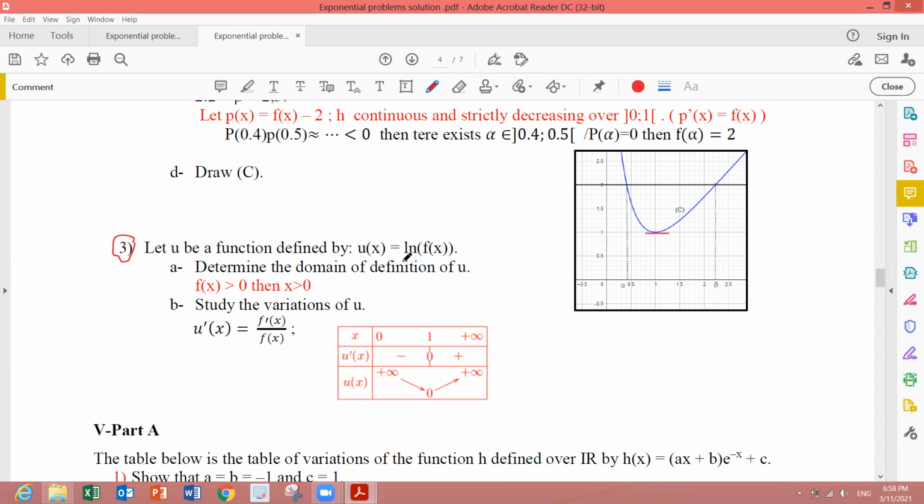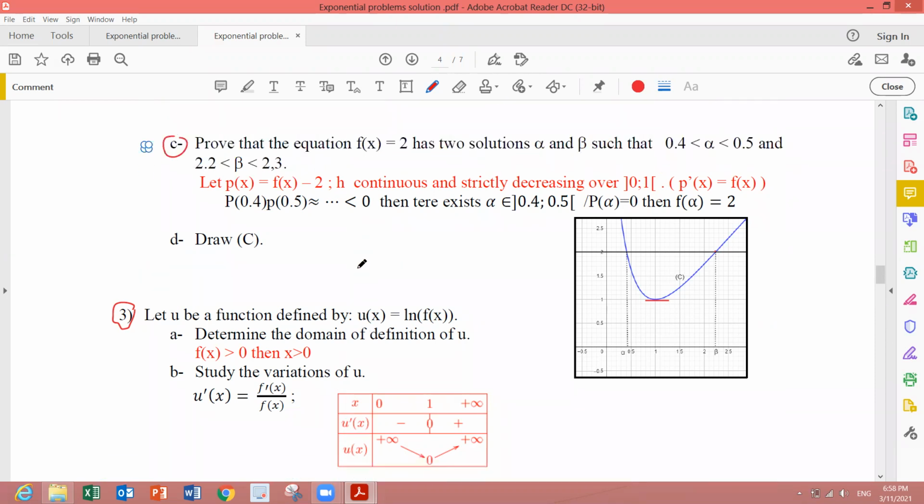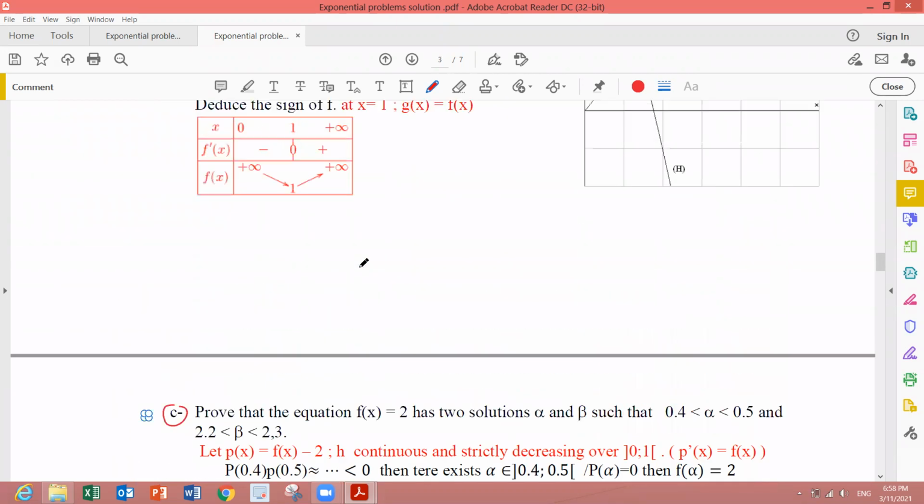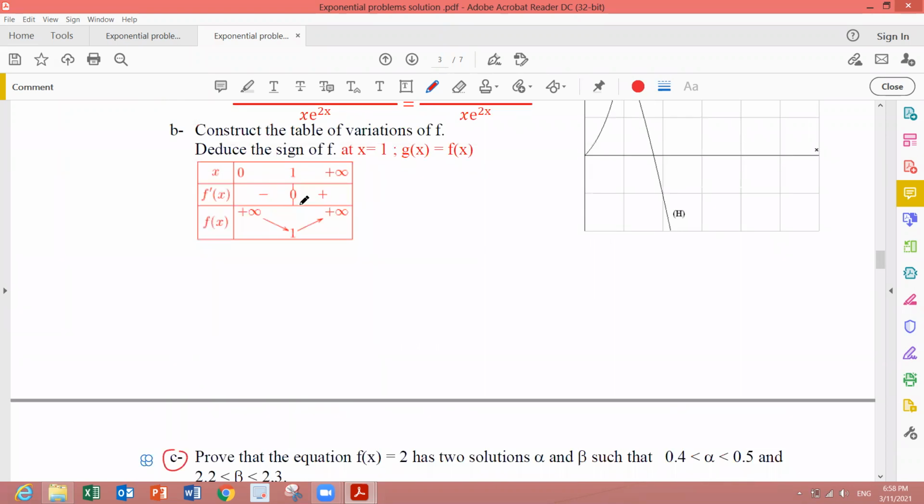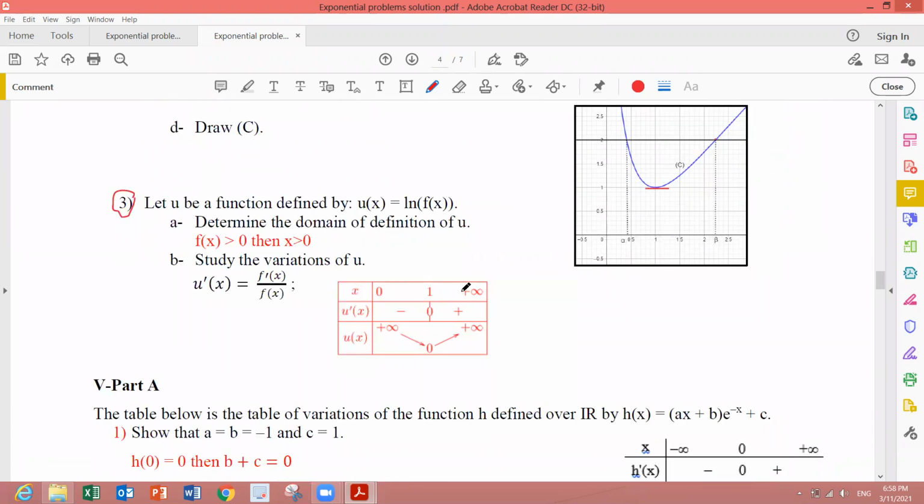Now study the variations of u. U prime x equal f prime x over f x, which means u prime has the same sign as f prime. F prime, before 1 it is negative, after 1 it is positive: decreasing, increasing. To find the minimum, u of 1 equal ln f of 1. F of 1 is 1, ln 1 is 0.